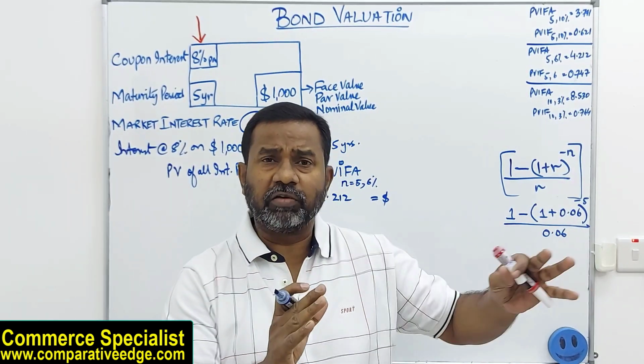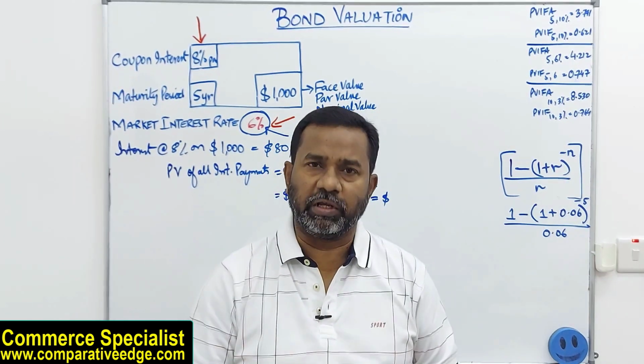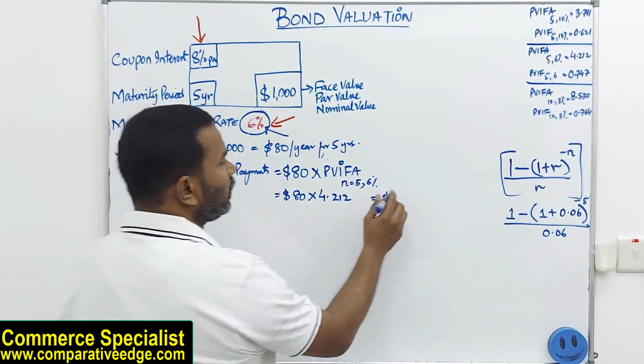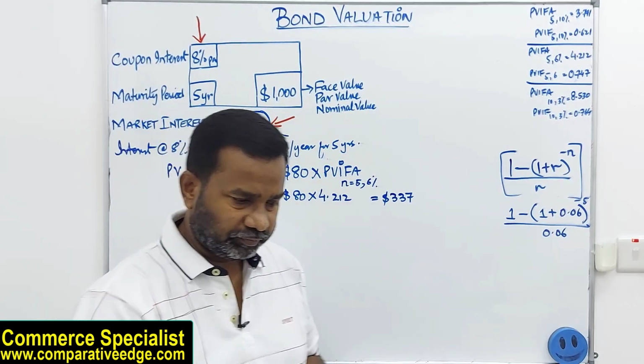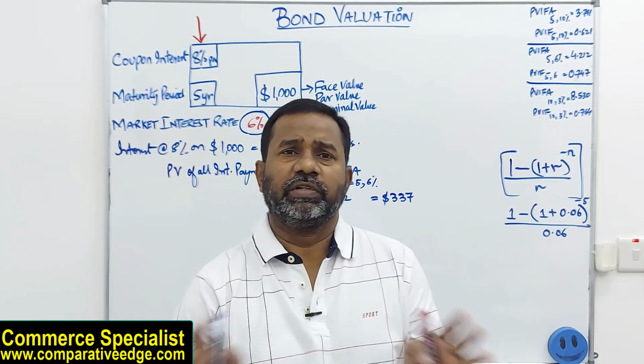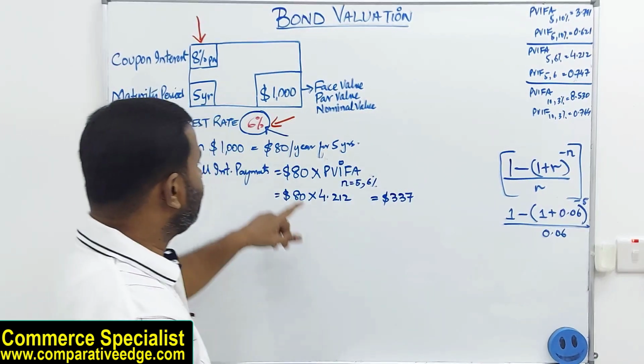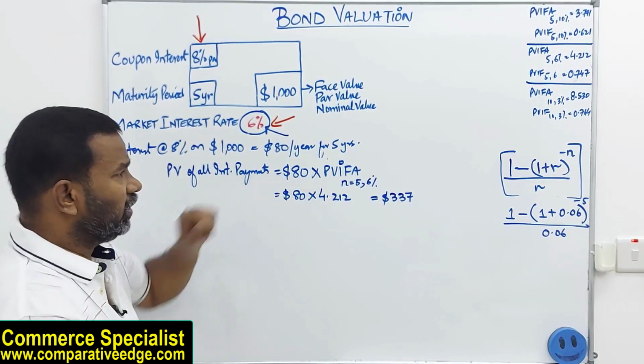And when you multiply, you get the present value of all interest payments. $80 you are getting every year for another 5 years, how much they are worth today. So when you multiply these two, you get 337 approximately. So half the question is done. We have found the present value of all the future interest which we are going to receive.